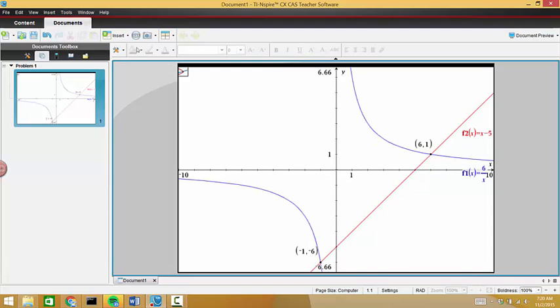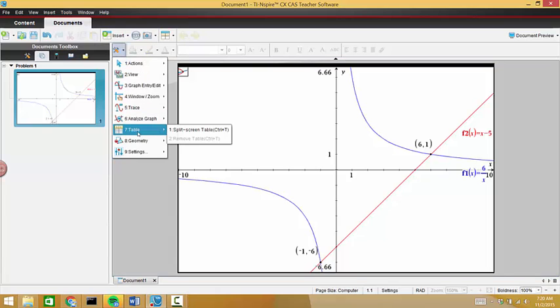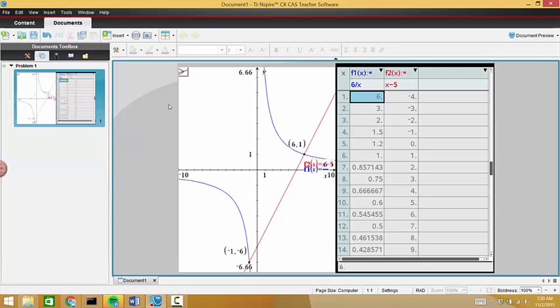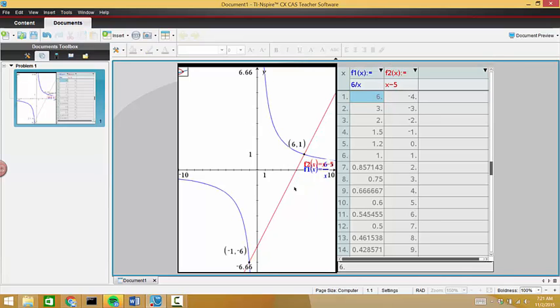Once we have things graphed, we can come up here and we can go to Menu and then Table, and then you select Split Screen Table. And what it does for you is it will bring up a table of values that matches the graph that you have here. So I'm going to just make sure that we have those, move this over here and move this one closer to this function here. Okay, so now we have our different values.